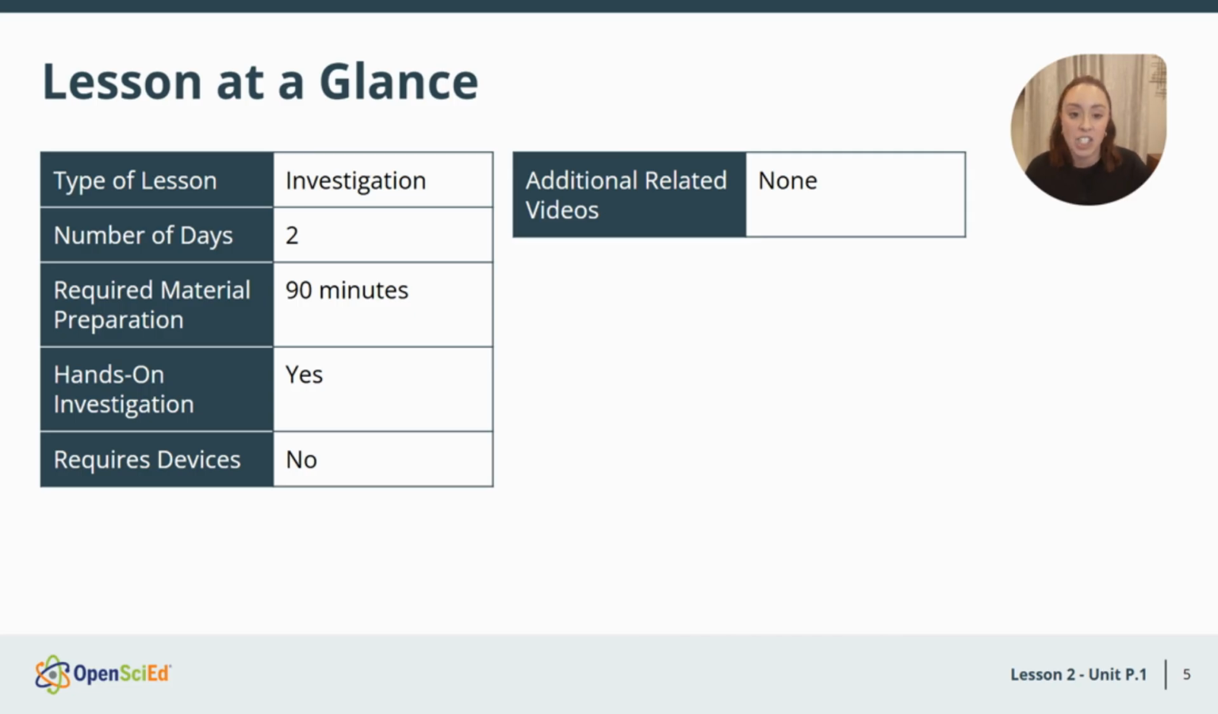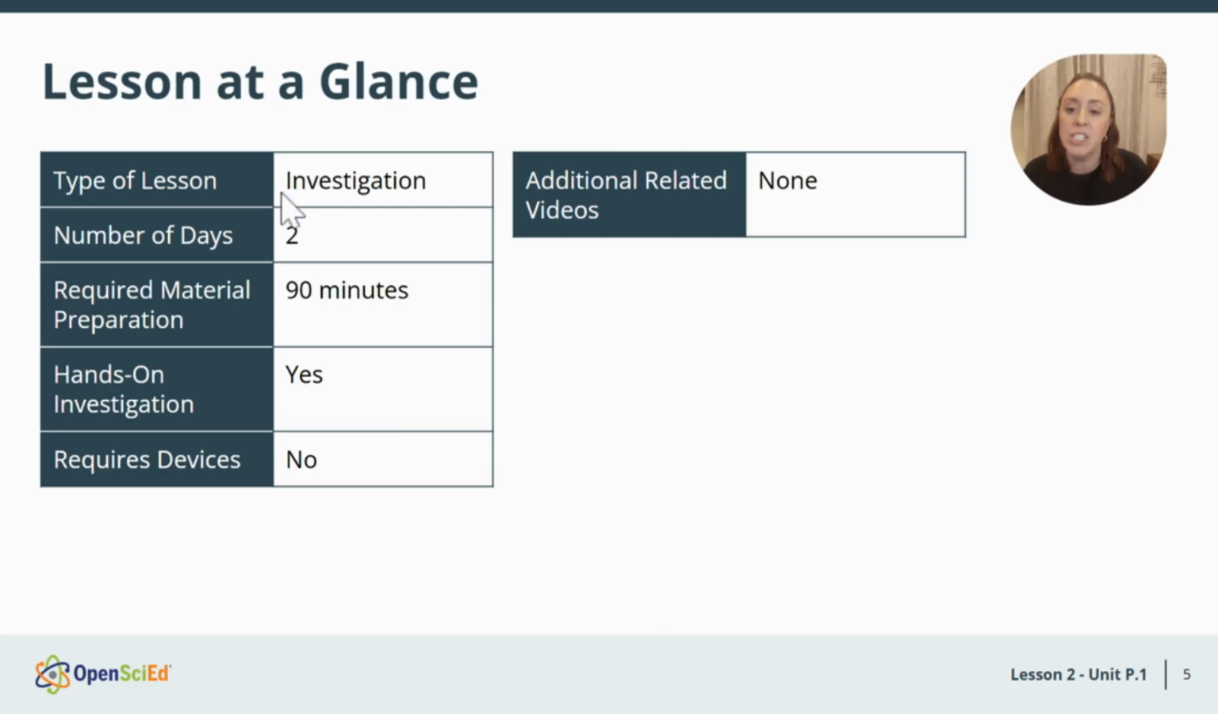This is an investigation routine lesson. It does have a hands-on investigation component. And this hands-on investigation does require some significant prep time on your part. The teacher guide says about 90 minutes. That is to set up the power strips and all of the materials that we're going to use in this lesson. The good news with this is that it's a one-time cost with the setup. So once you have your materials ready and prepped for this investigation, you can reuse them from year to year.